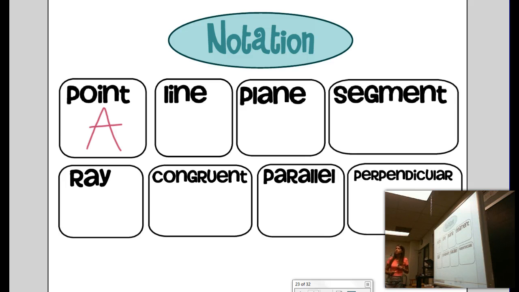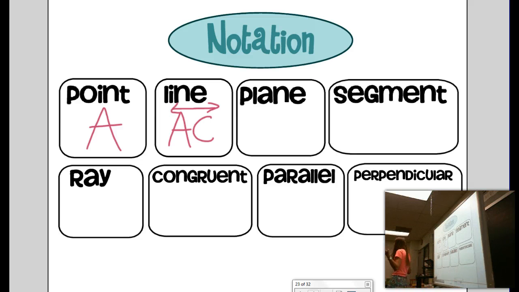How do you name a line? How many letters? 2 letters. Give me 2 letters. AC, okay. And then how am I supposed to tell you that I meant for that to be a line? Put the line on top.